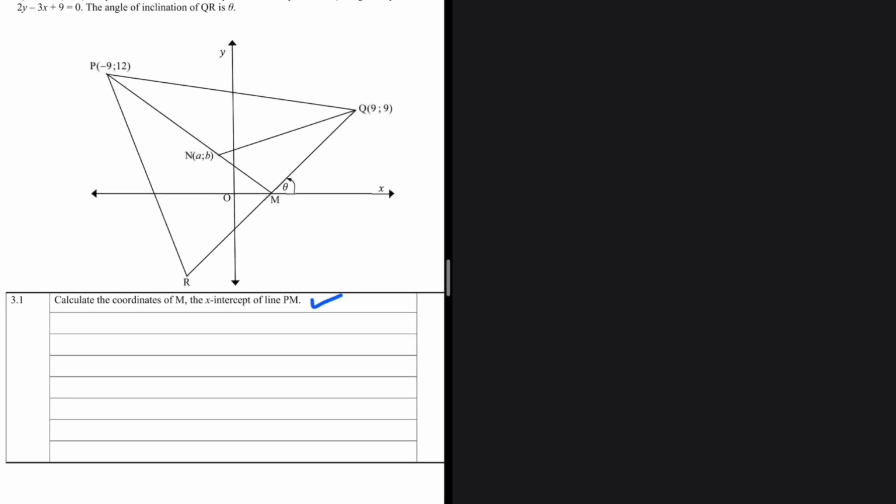Calculate the coordinates of M, the x-intercept of PM. Let's go ahead and take a look at what is happening. There we land. So in the diagram below, P, Q and R are vertices of triangle PQR, as we can clearly see from the diagram below. M is the midpoint of QR.